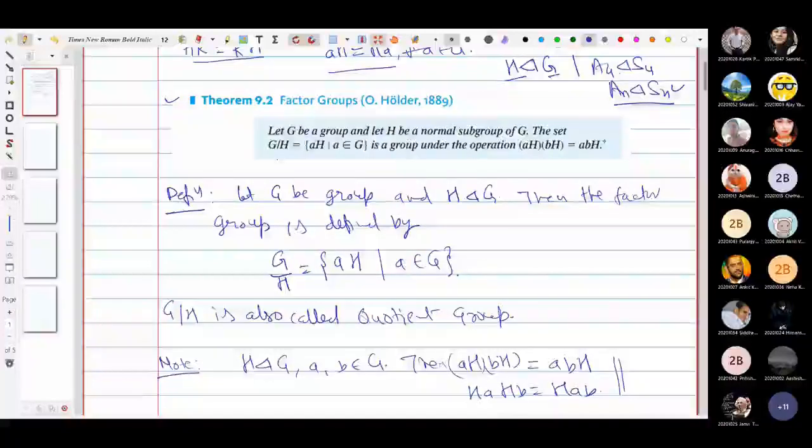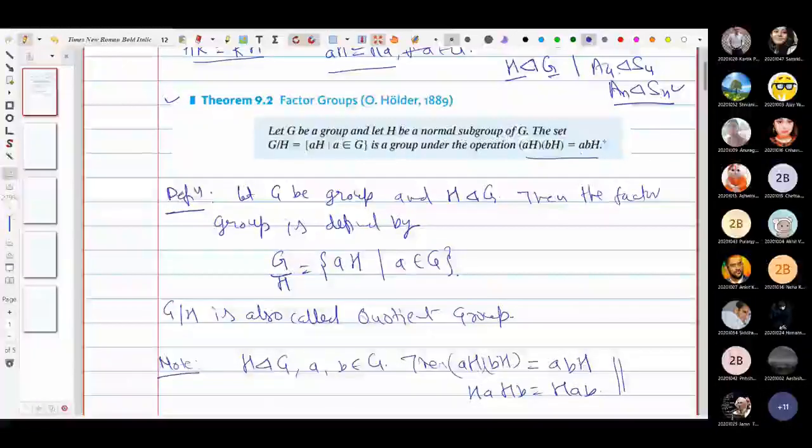That is, the product of two left cosets is again a left coset, or in a similar fashion, you can say that a product of two right cosets is a right coset. So you can write like this also, there is no problem, HAB. Both are equivalent. So let us see how we can prove this.